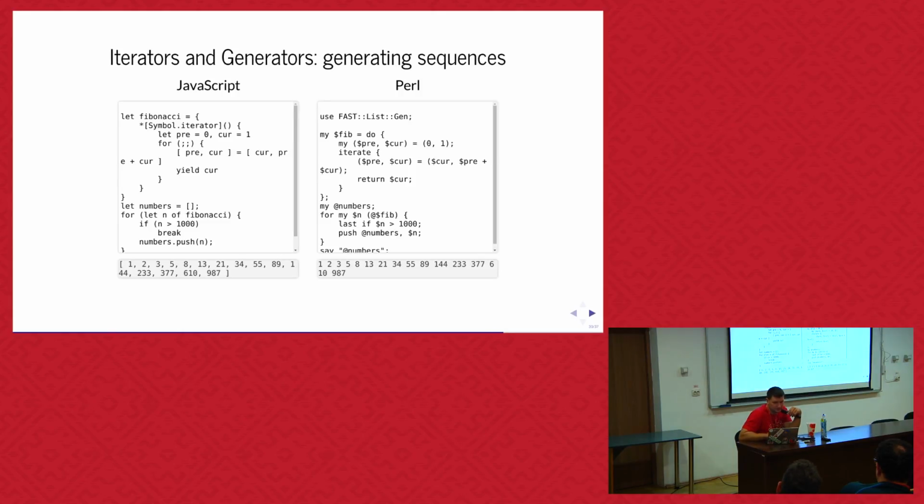There is nothing similar in Perl core, but there are a lot of CPAN modules for generating sequences of numbers or of anything. So the one I found the most simple, well, is FastListGen. It creates a generator for Fibonacci sequences, and well, does that quite well.